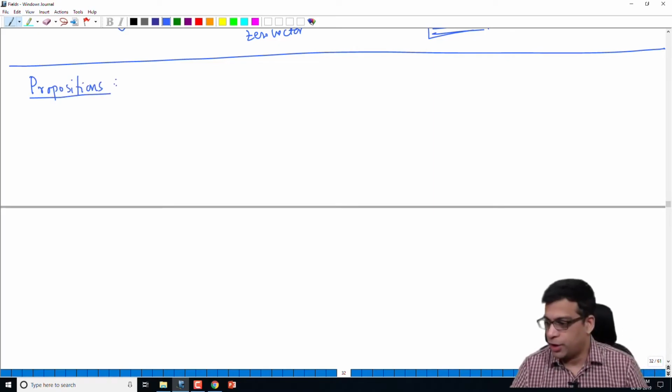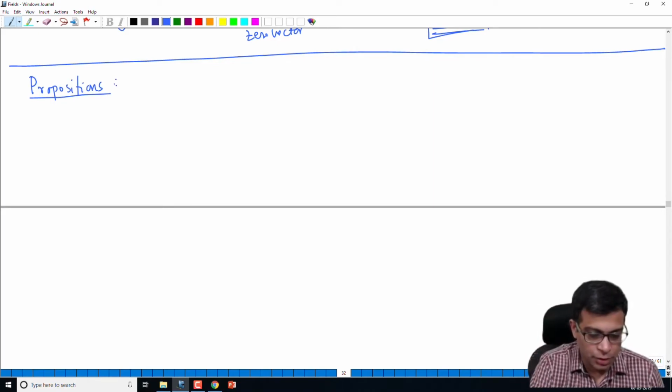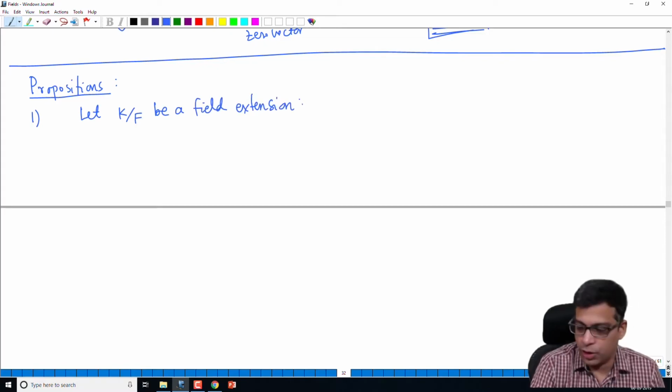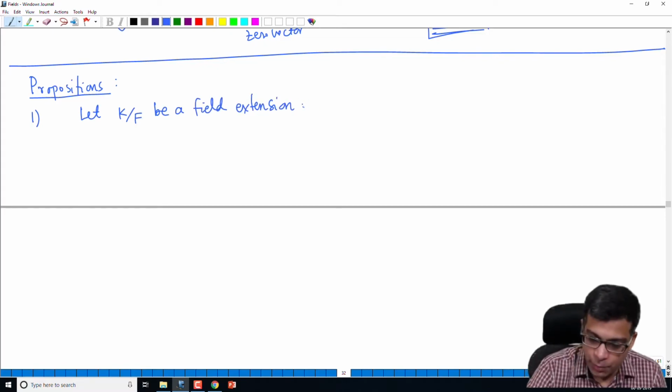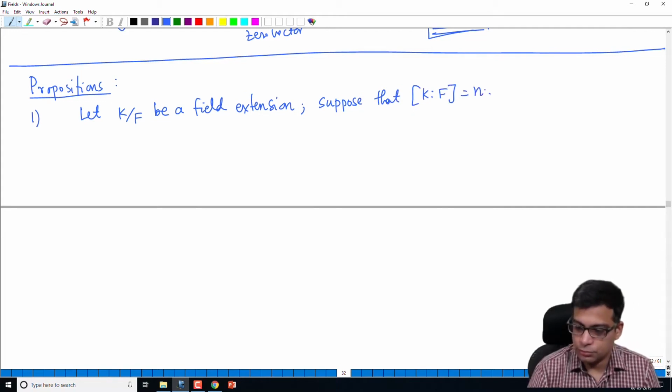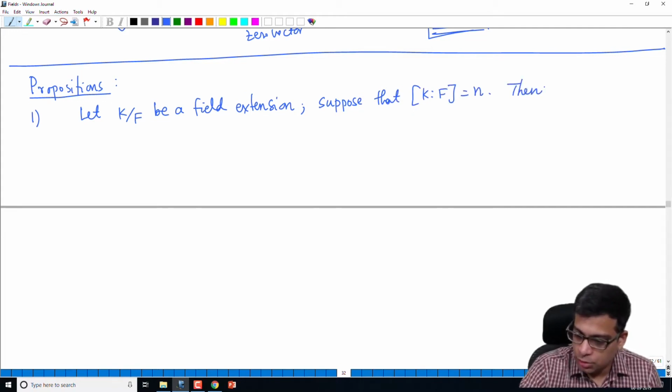Okay, so let me go ahead and prove the propositions one by one. So the first one I want to say is, let K over F be a field extension, and suppose that the degree of the extension is n. Then K is algebraic over F.